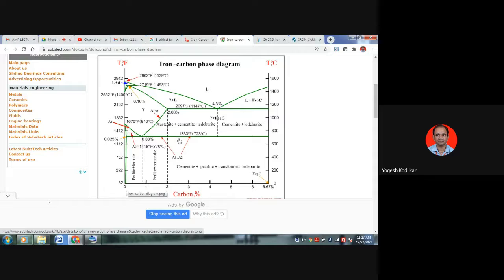So this alpha ferrite phase has BCC structure, body centered cubic structure, and this gamma austenite has FCC, face centered cubic structure, and again this delta ferrite has body centered cubic structure. This property of iron, showing different crystal structures at different temperatures as well as at different carbon content, is called allotropy of iron. So just a minute, students.